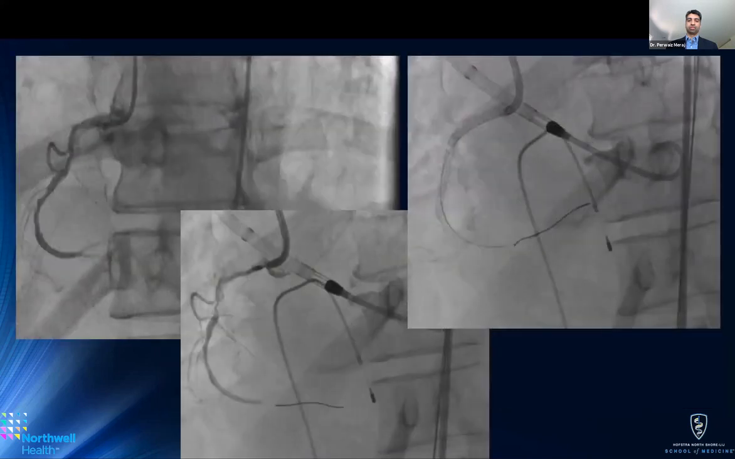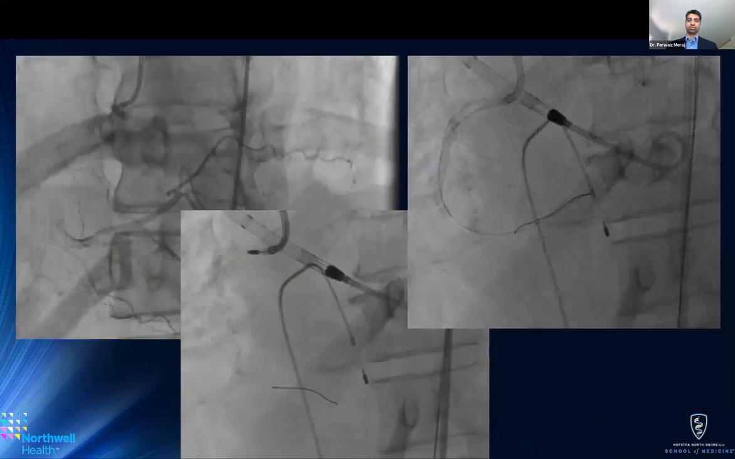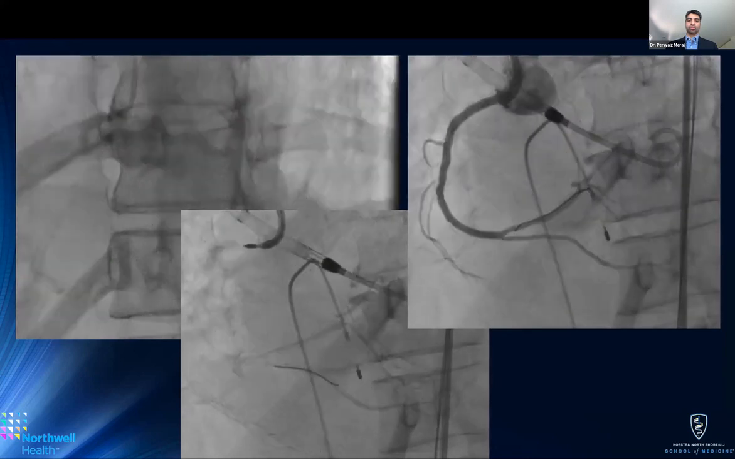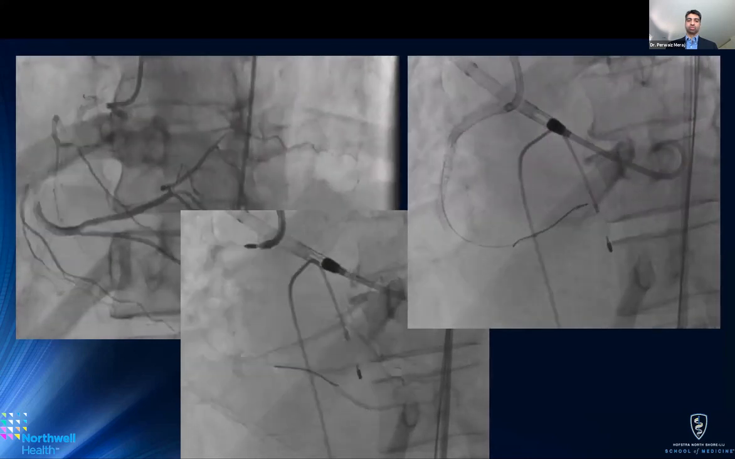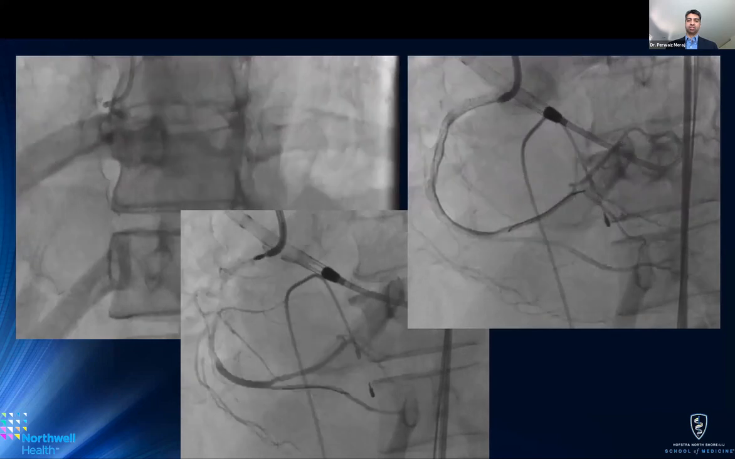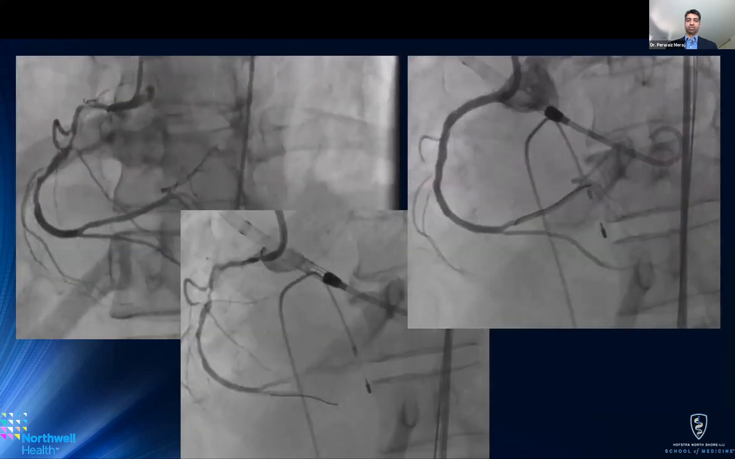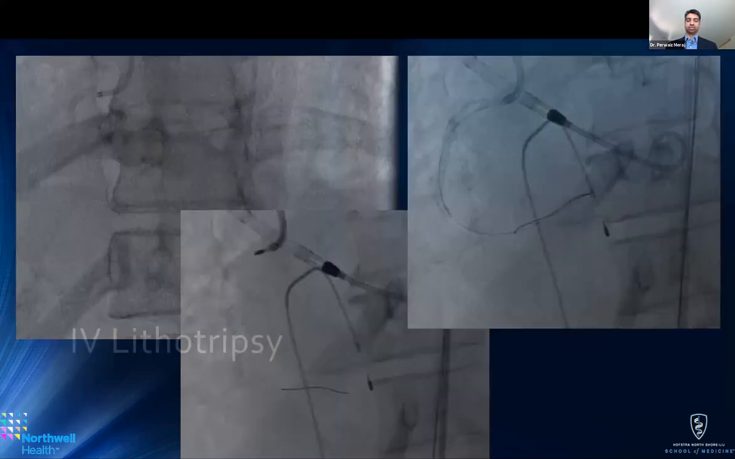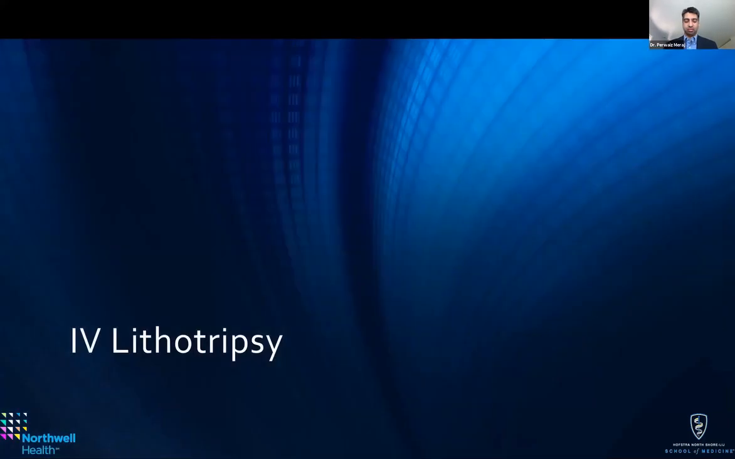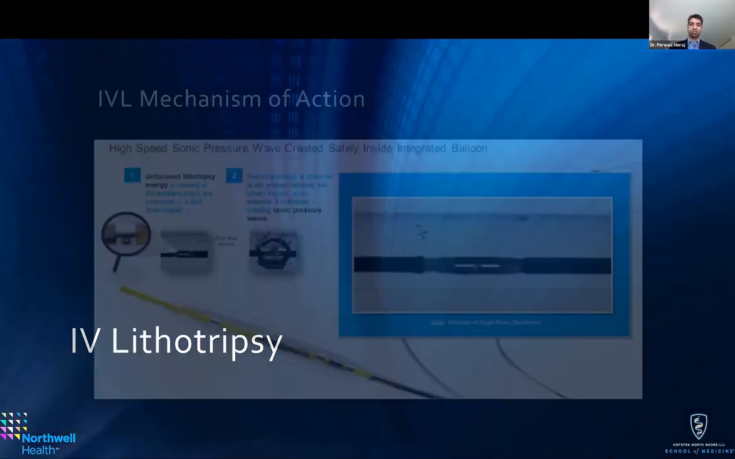This was another case as an example to show you what we did with rotational atherectomy. You can see here there's more proximal to mid-RCA calcified disease, and with the use of atherectomy and stent placement, we were able to successfully open the vessel. And as I mentioned a few minutes ago, up till now we had really no options, and I think IV lithotripsy is really becoming a game changer.